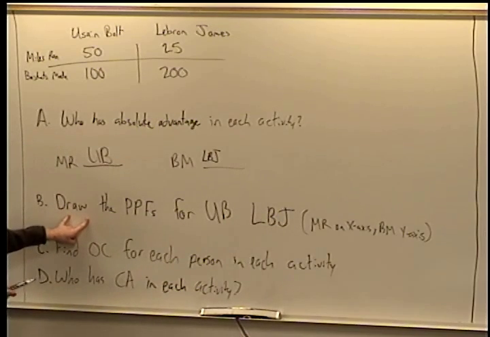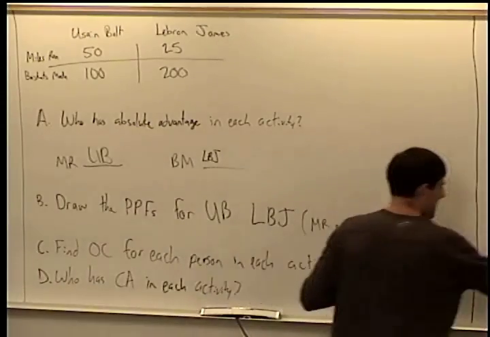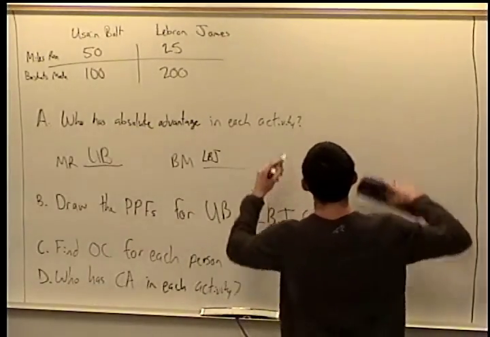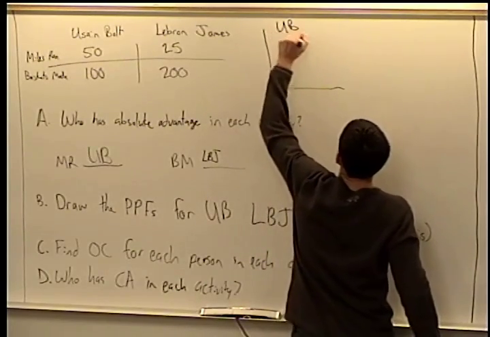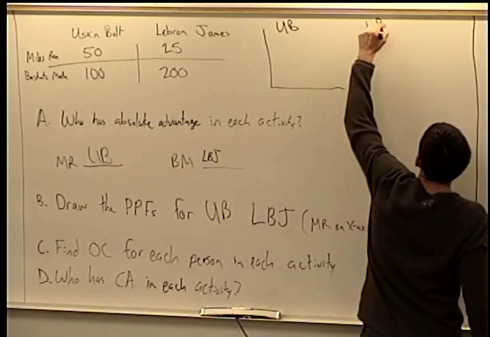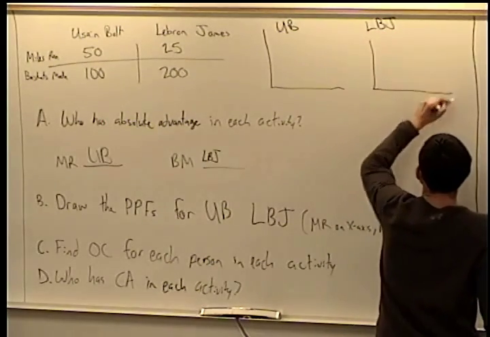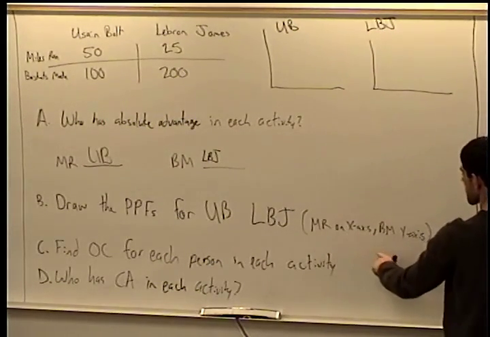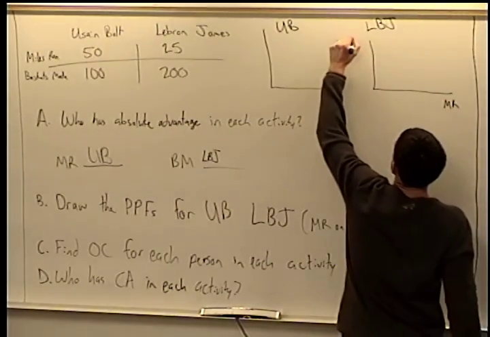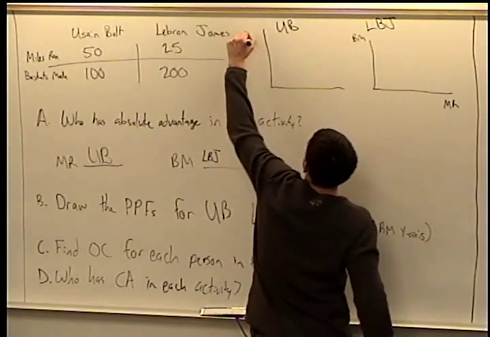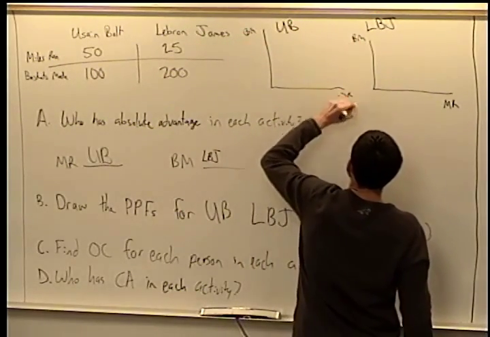Part B. Draw the production possibilities frontiers for Usain Bolt and LeBron James. Okay, so here I'm going to erase up here. Or actually, I'll put them right here. So here's for Usain Bolt. And here's LeBron James. And we want miles ran on the x-axis, baskets made on the y. So MR, BM, BM, MR.